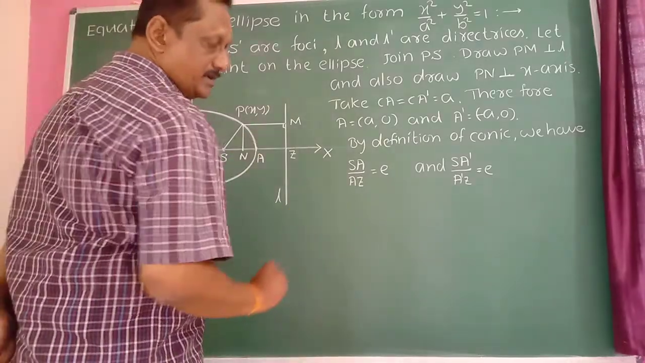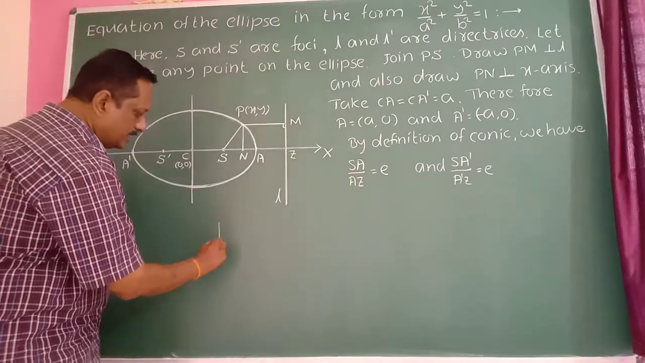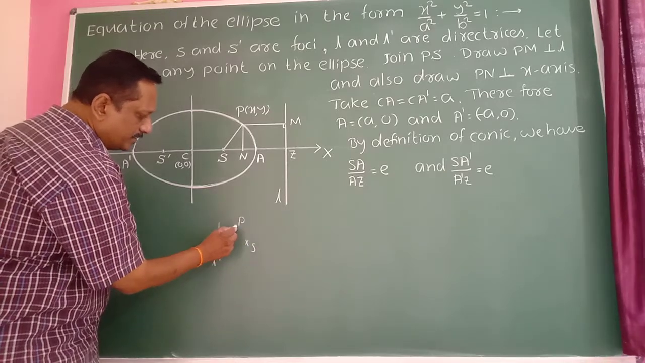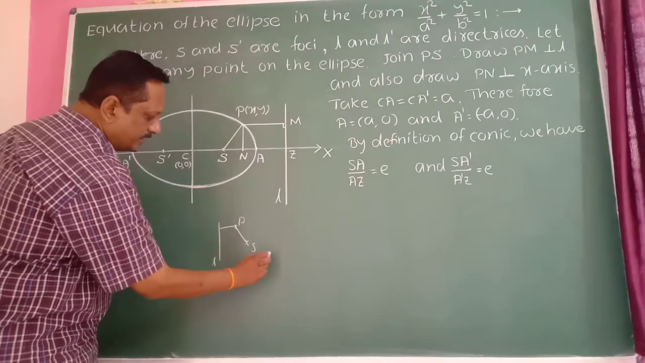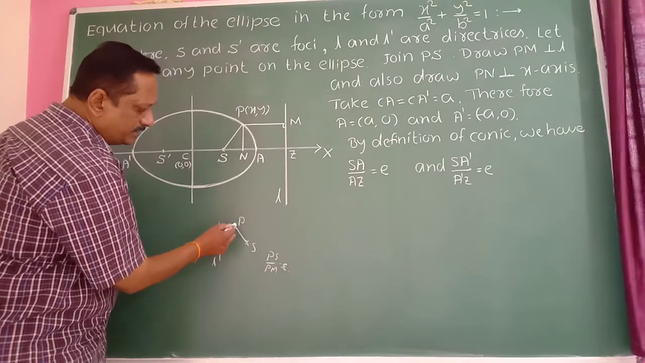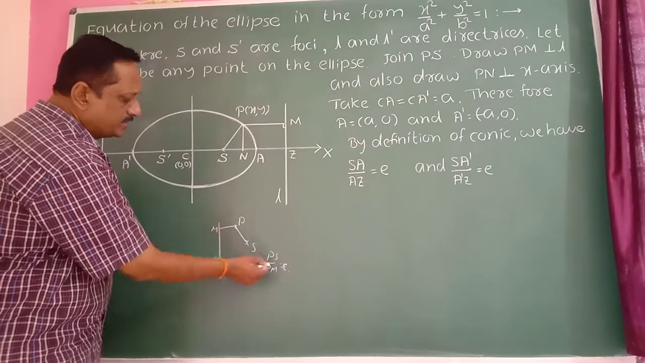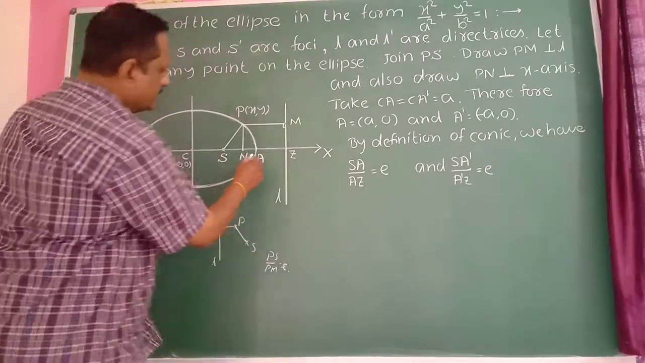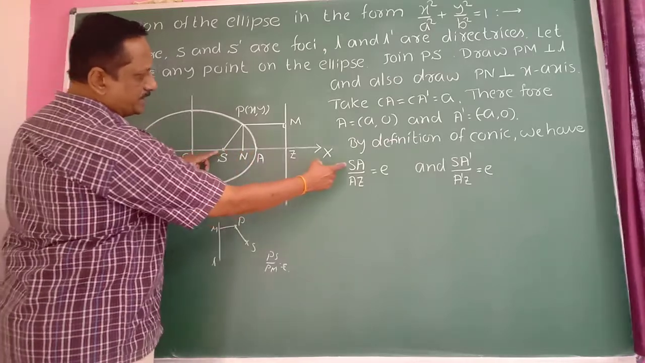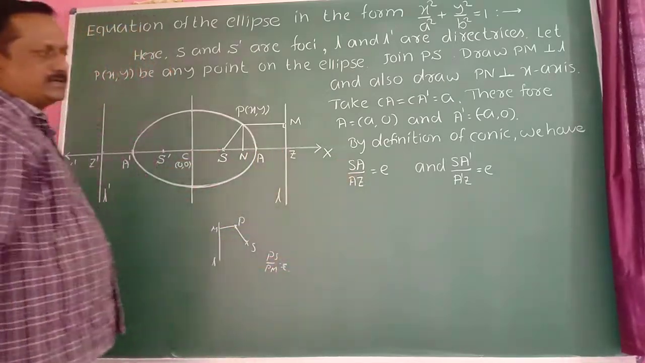Now by the definition of a conic, L is the directrix, S is the fixed point, and P is the variable point. Then PS divided by PM is equal to e, meaning the distance from the fixed point to the distance from the fixed line, its ratio is always e. Just observe here: A is a point on the ellipse, its distance from the fixed point is SA, its distance from the fixed line is AZ, and its ratio is the eccentricity.